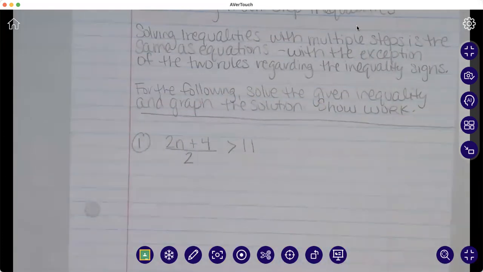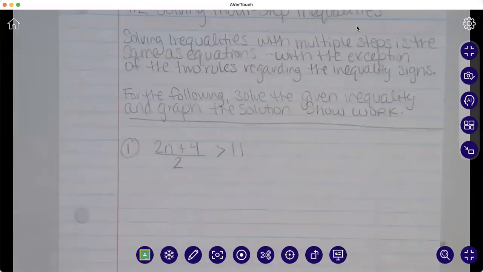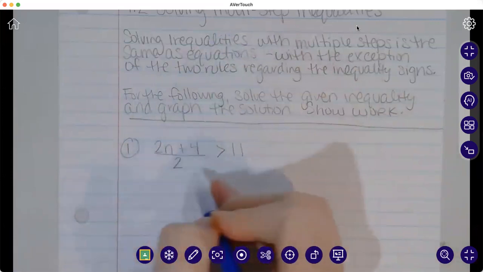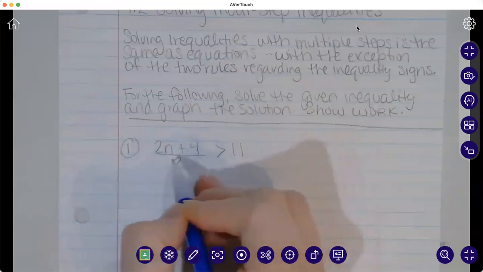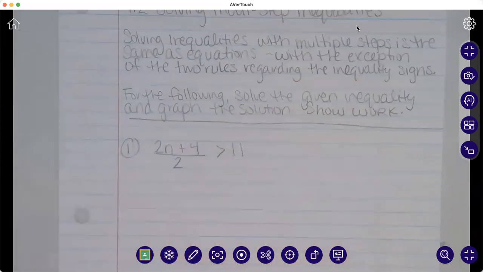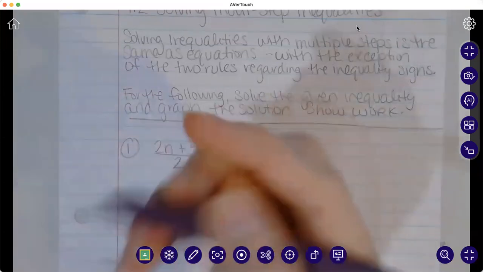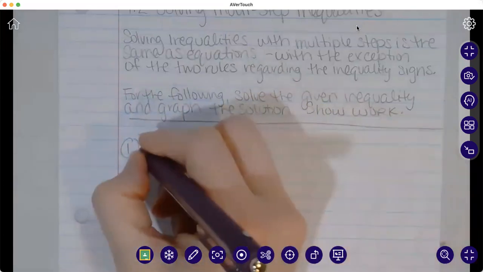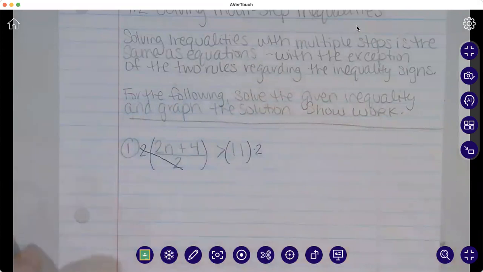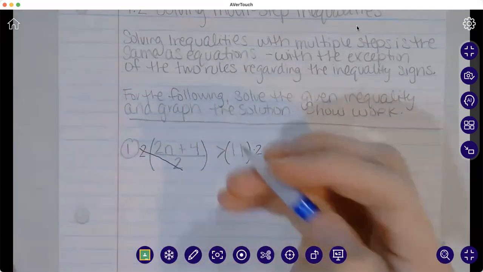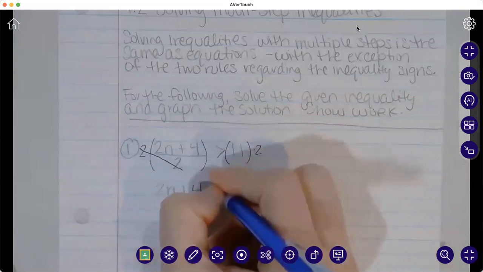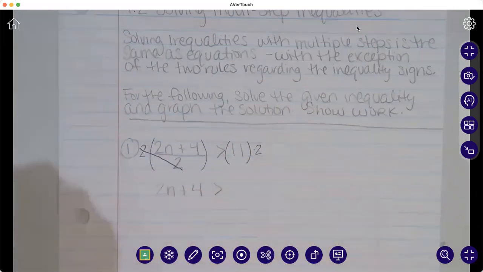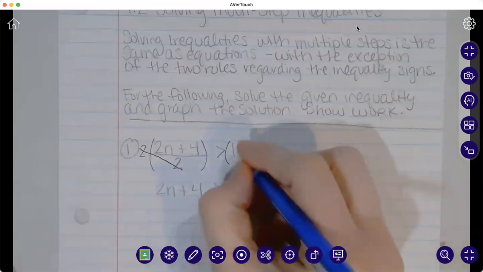So we want to solve for n. Keeping in mind our rules that we've learned with equations, in order to isolate this variable, we have to remove the fraction bar here. So we have to get rid of the denominator. So we are going to multiply both sides by 2. That means this 2 divided by 2 will become 1, which leaves me with just the numerator. And over here, we have 11 times 2. Now they're both positive, so no signs need to be changed. So just 22.